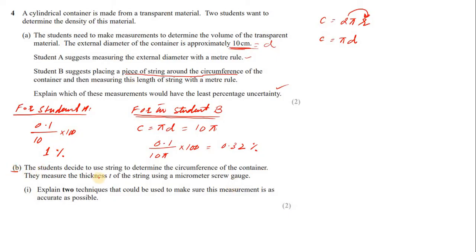Part B, the student decides to use a string to determine the circumference of the container. They measure the thickness T of the string using a micrometer screw gauge. Thickness T from micrometer screw gauge. Explain two techniques that could be used to make sure this measurement is as accurate as possible. So we are using a micrometer screw gauge and we are measuring very small thickness.